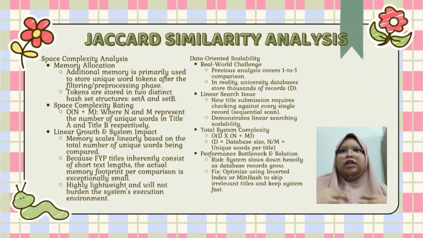The performance bottleneck and solution: the risk is that the system slows down heavily as database records grow. To fix it, optimize using an inverted index or min hash to skip irrelevant titles and keep the system fast.